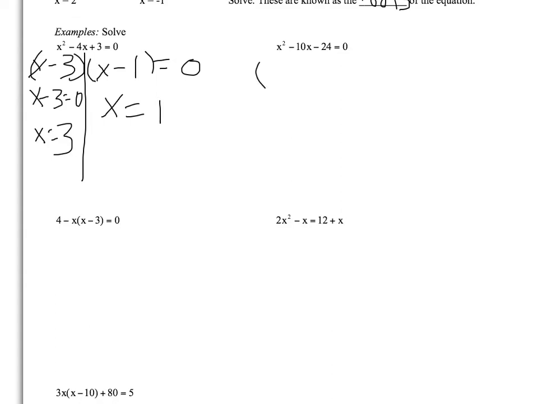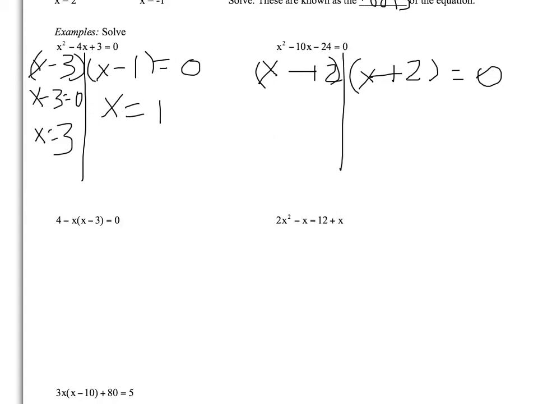Next one, same idea, let's factor it. Factors of 24 are 12 and 2, 6 and 4, and probably 8 and 3. So we have a lot of factors, but they have to add or subtract to a negative 10. And actually the ones that are going to work are 12 and 2. If you take a negative 12 and add 2, you're going to get a negative 10. Negative 12 times positive 2 is negative 24.